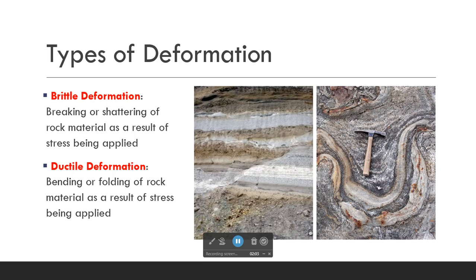Now I mentioned there are two types of deformation. There's brittle, which is the breaking or shattering of rock material as a result of stress being applied. That's shown in this image on the left. You can see this line right here, and that is where our rocks have broken apart, and that breakage created a surface where the rocks slid past one another. And then finally, we can have ductile deformation, which is the bending or folding of rock material as a result of that stress. And that's shown in the right image. These rock layers have been deformed ductilely, so they've bent or folded here.